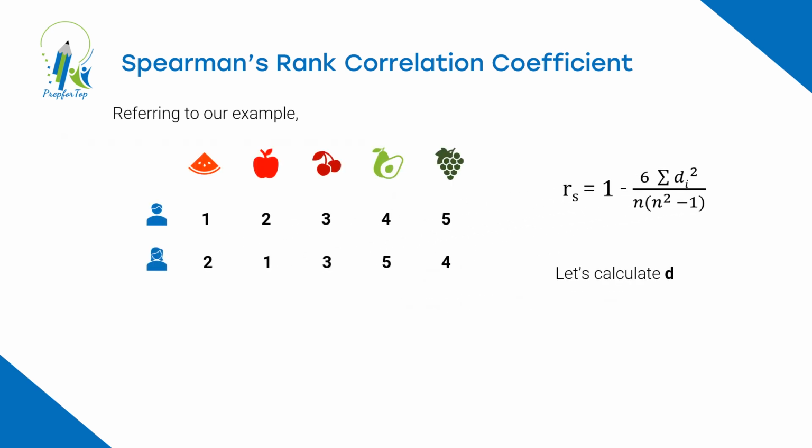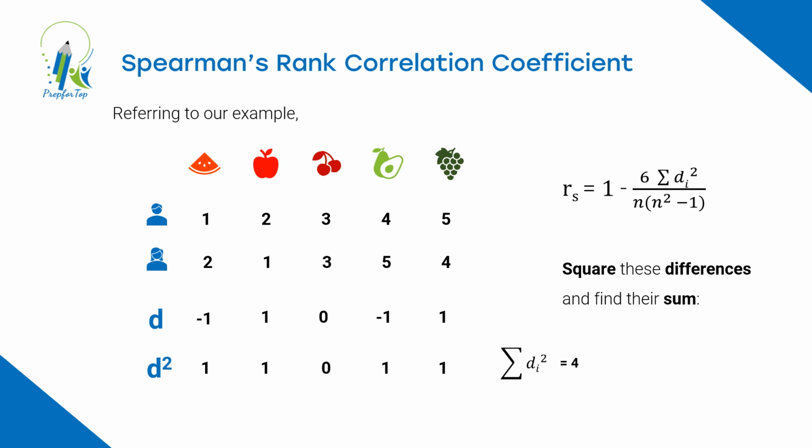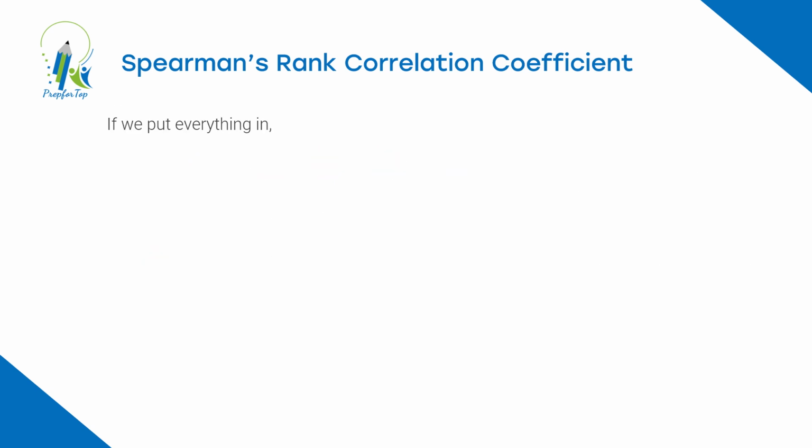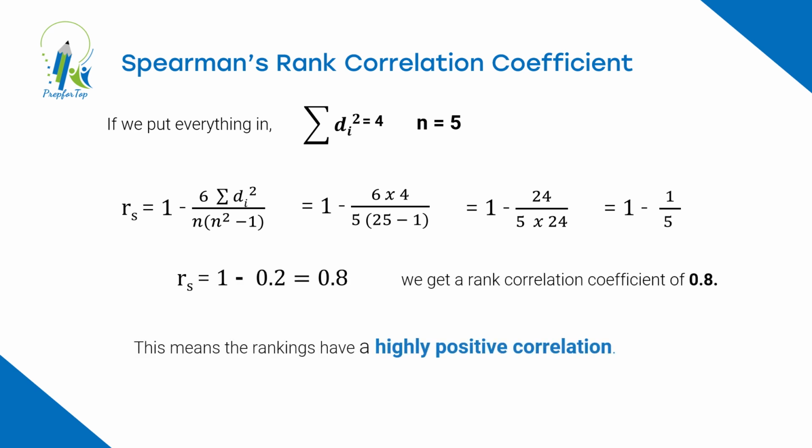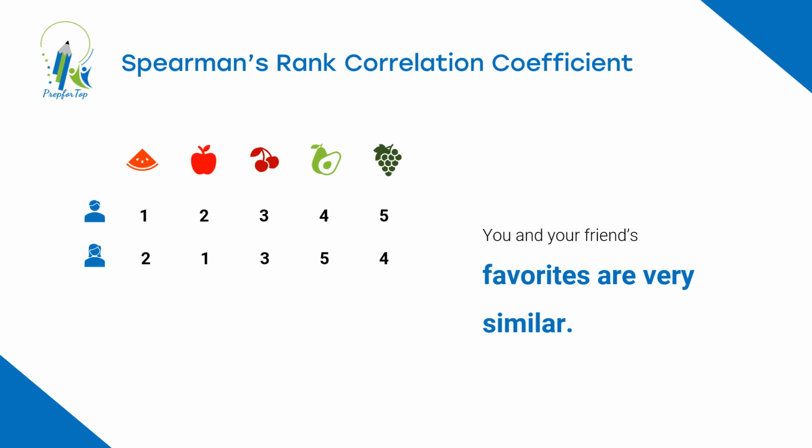Referring to our example, let's calculate D. 1 minus 2 equals -1, 2 minus 1 equals 1, 3 minus 3 equals 0, 4 minus 5 equals -1, 5 minus 4 equals 1. Square these differences and find their sum. We get ΣD² equals 4. If we put everything in, we get a correlation coefficient of 0.8. This means the rankings have a highly positive correlation. That means you and your friend's favorites are very similar.